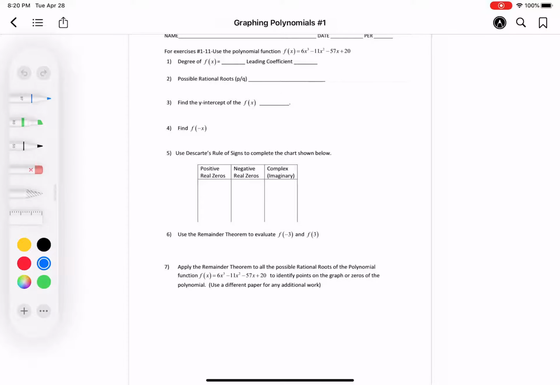Okay, this is help on number 7. I had a couple of you guys ask about number 7, so we're gonna go ahead and apply the remainder theorem to all the possible rational roots. So to do this one, I need all the possible rational roots.